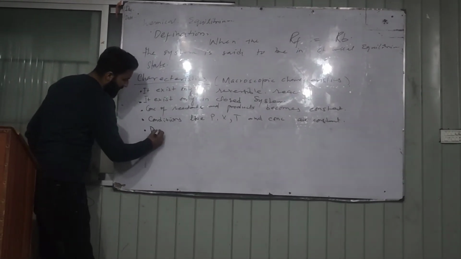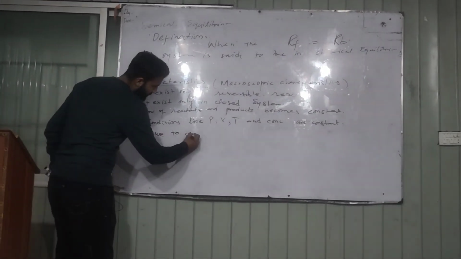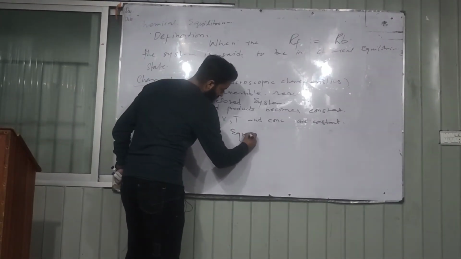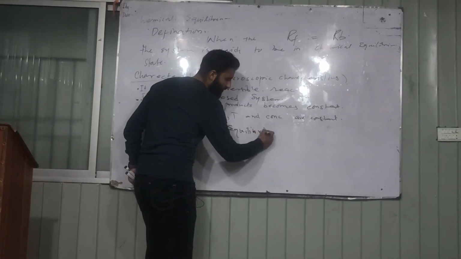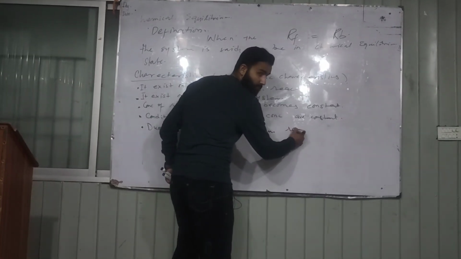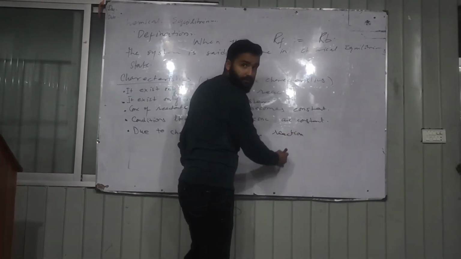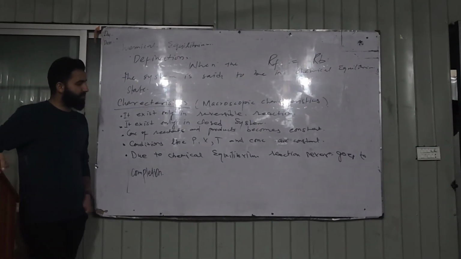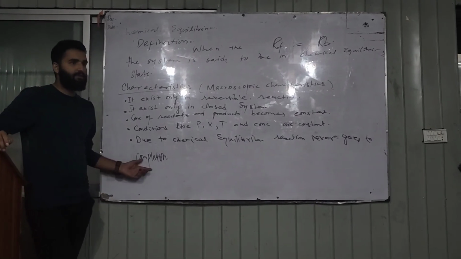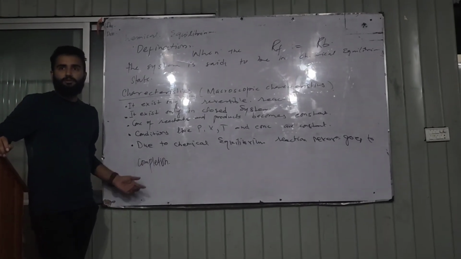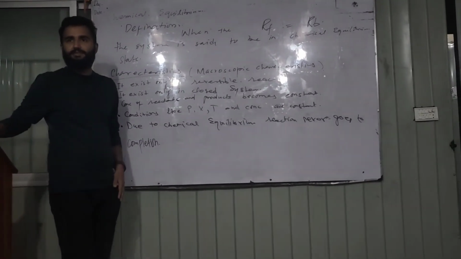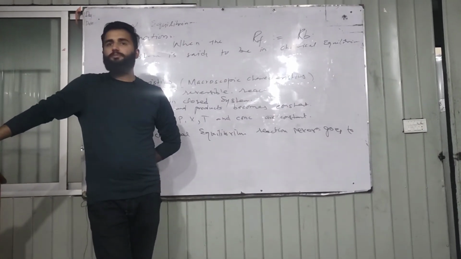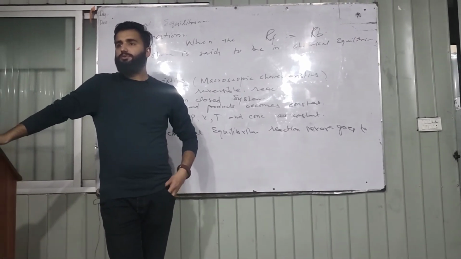Due to chemical equilibrium, reaction never goes to completion. So in a closed system there exists a state that is called chemical equilibrium, and due to this chemical equilibrium, reactions never go to completion.